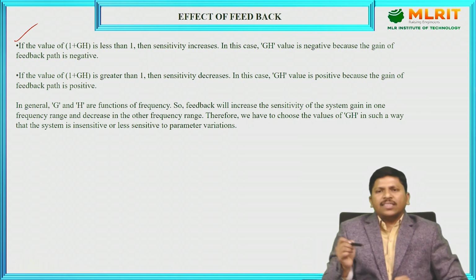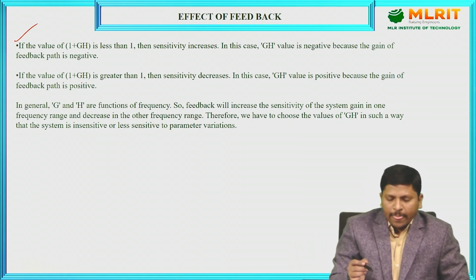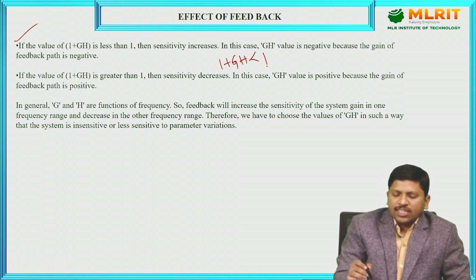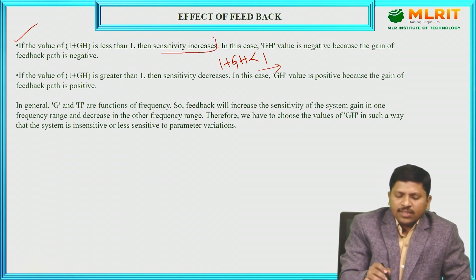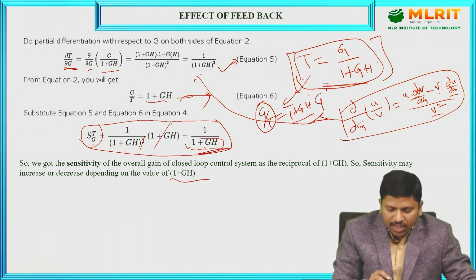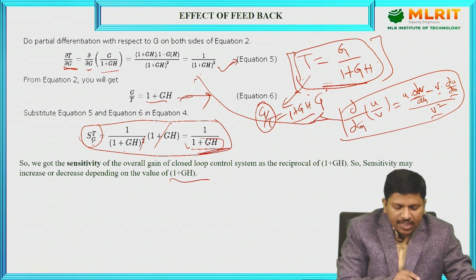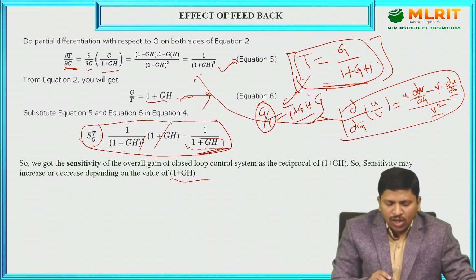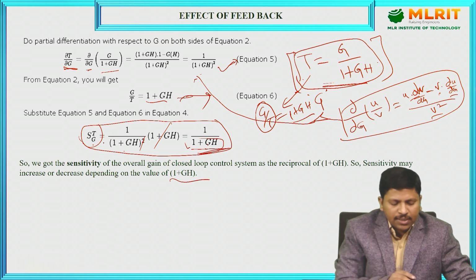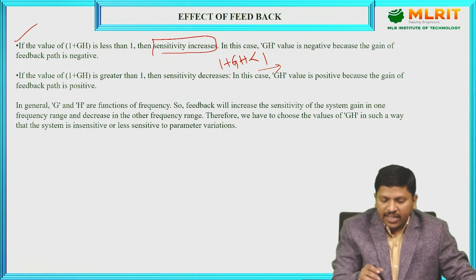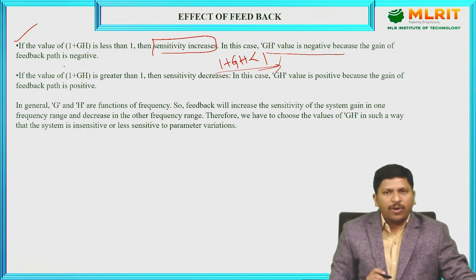Here, the condition is 1 plus gh is less than 1. Then the sensitivity is going to increase. If the 1 plus gh value is less than 1, just observe, the sensitivity is inversely proportional, or reciprocal, to 1 plus gh. So when 1 plus gh is less than 1, the sensitivity is going to increase. Here the gh value is negative because the gain of the feedback path is negative.